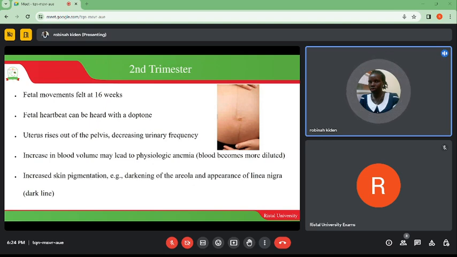In the second trimester, fetal movements are felt and the fetal heartbeat can be heard. Then the uterus rises out of the pelvis, with increase in urinary frequency and increase in blood volume, which may lead to physiologic anemia. Blood becomes more diluted. So sometimes you say the mother is having less blood, and in most cases it is due to the increase in the volume.